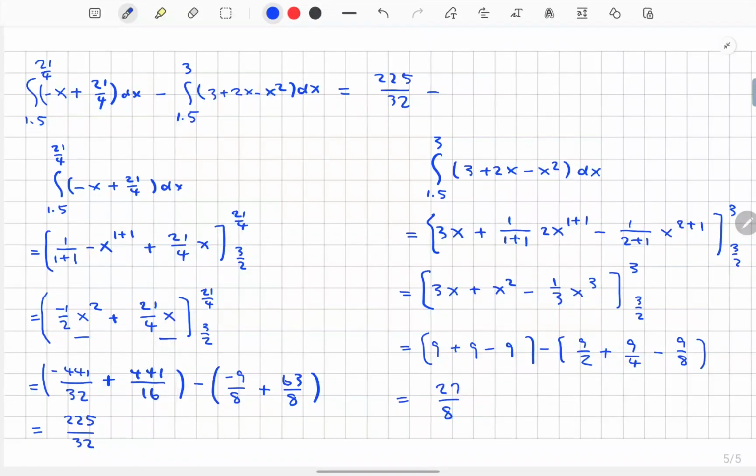So our first integral is 225 over 32. It will minus 27 over 8. And the final answer is 117 over 32. This is our final answer.